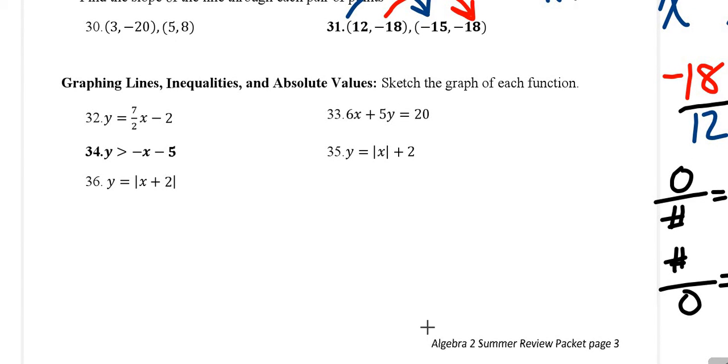Graphing. Graphing inequalities. We're going to do this one together.